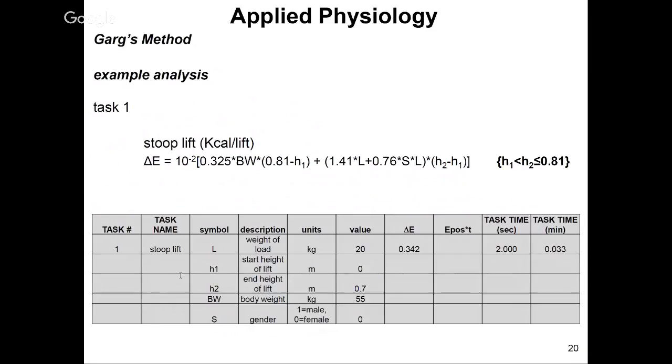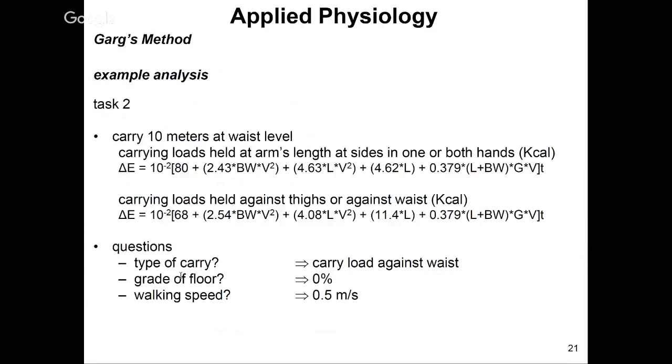So that's one task. Second task, carrying it at waist level. We'll skip through this a little more quickly, but there are just some decisions that we need to make. What type of carrying it against the waist, so that's a specific task on that list. And the grade of the floor, generally, if you want to make it easier, 0. And the walking speed, 0.5 meters per second. You can imagine if you have a load, you're not going to be walking as fast as if you don't. And if it's against your waist, sometimes stuff gets in the way of your legs and you can't walk as quickly as you'd like.